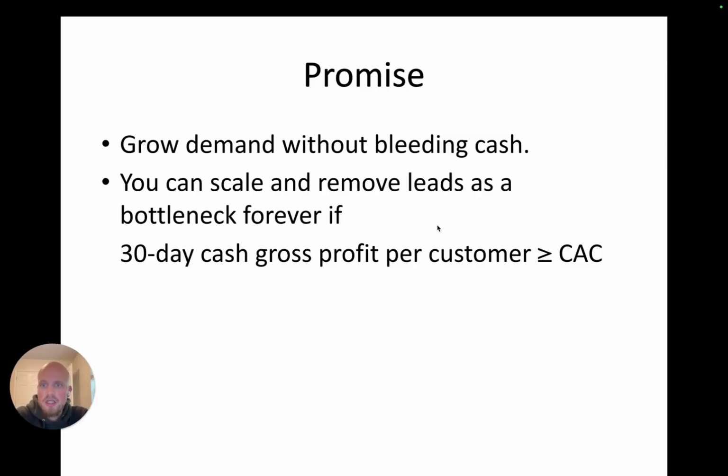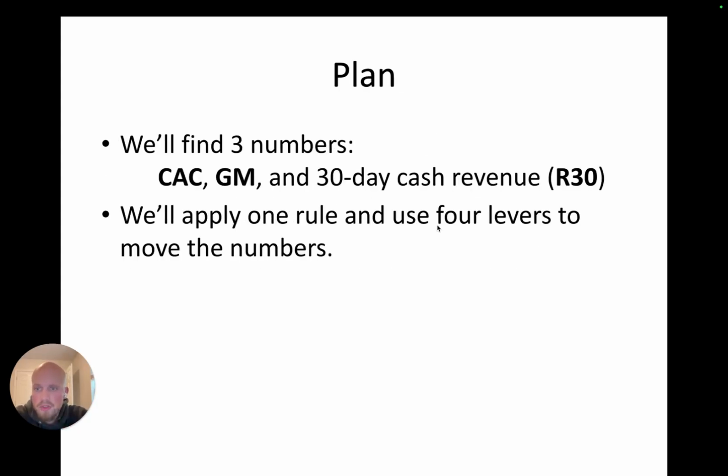bleeding cash, and you'll be able to scale and remove leads from the 4L framework as a bottleneck forever, if you can get 30-day cash gross profit per customer to be greater than CAC, customer acquisition cost. To do this, we'll need to find three numbers: customer acquisition cost, gross margin, and the 30-day cash revenue, which we'll just call R30. We'll apply one rule, basically a formula, and then use four levers to move the number.